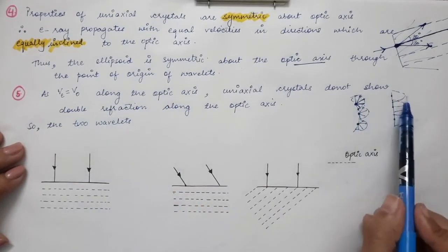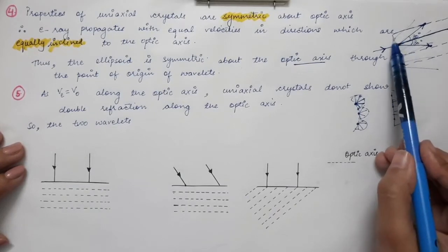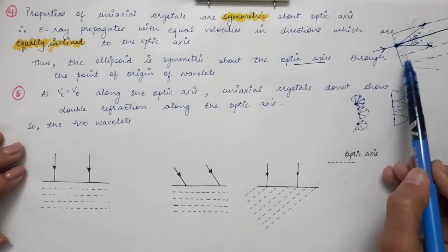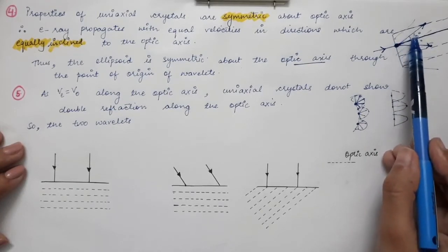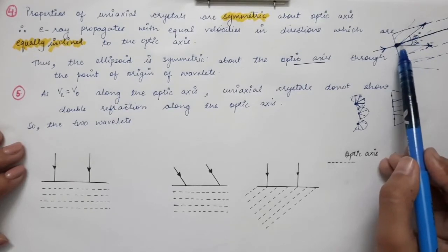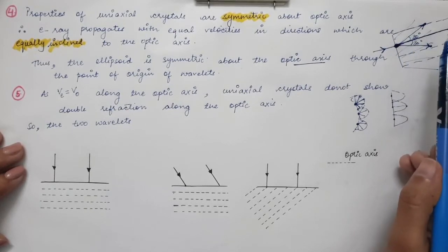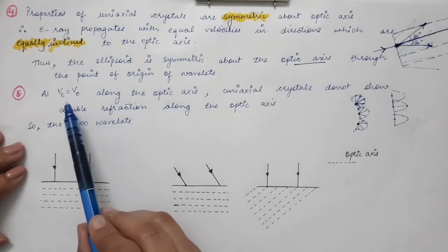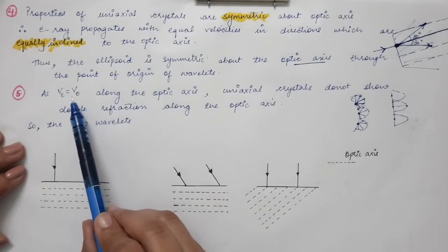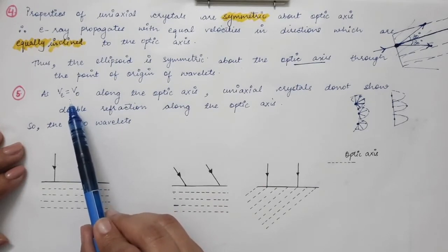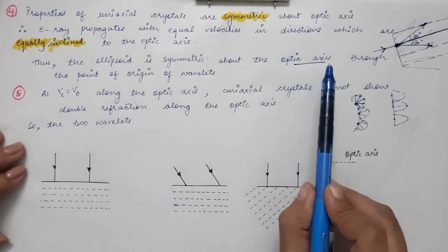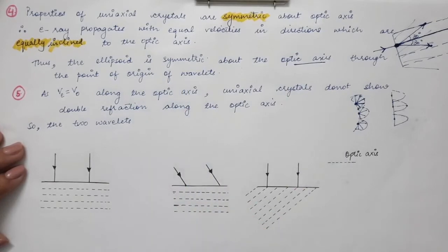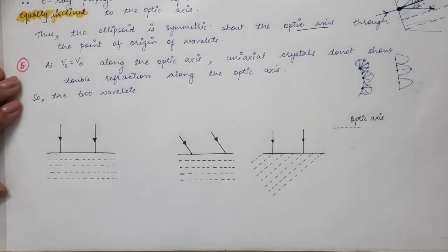So these two wavelets, which will originate from this point, one is the spherical and another is the ellipsoid. They will touch only on the points which are along the optic axis, because their velocities are the same along the optic axis. So the wavelets for the E ray and O ray will touch each other on the points along the optic axis, and we have to take only that optic axis which passes through the point of origin of the wavelets. Let's take an example.